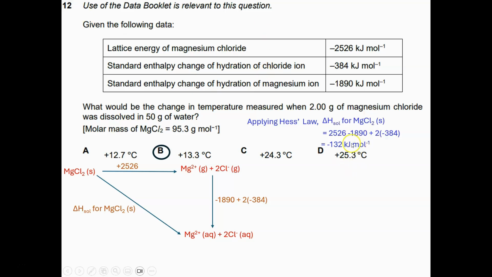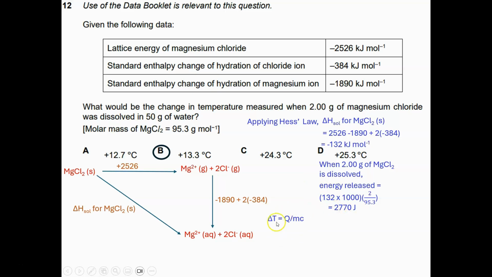Which means that when I dissolve 1 mole of magnesium chloride in excess water, I will release this amount of energy. So when 2 grams of magnesium chloride is dissolved, the energy released, in joules, would be the enthalpy change of solution, multiplied by 1000 to convert it to joules, and then multiplied by the amount of magnesium chloride, mass over molar mass, which will be 2770 joules.